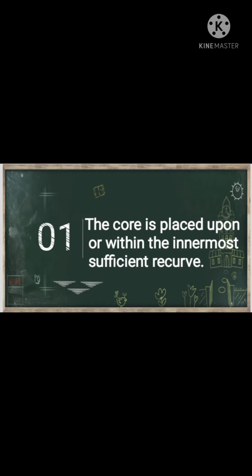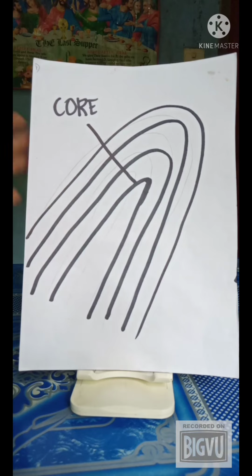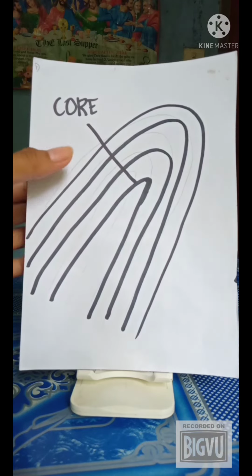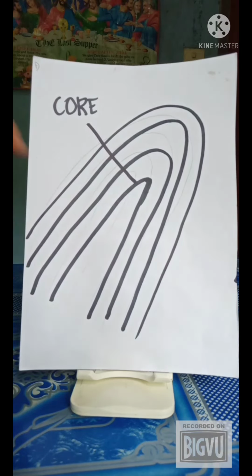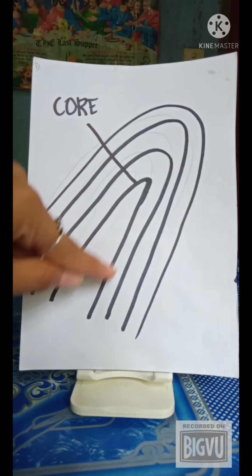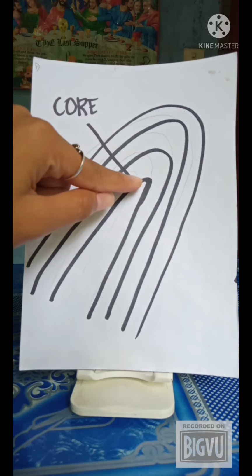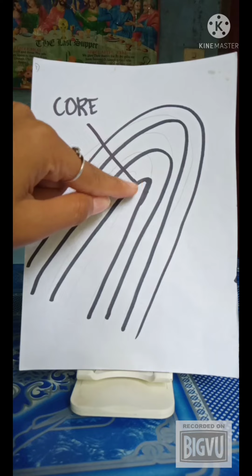The first rule in determining the core: the core is placed upon or within the innermost sufficient recurve. So I have an illustration here. The core is located at the innermost sufficient recurve, so the core is located here, this one.